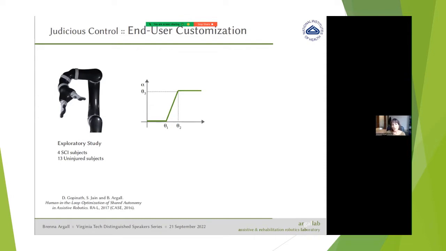So the exploratory study that we did in this work was allowing people to customize this function themselves. We did it in sort of a soft way where they could just provide us with verbal indicators that would maybe say, I didn't want the robot to step in as quickly or as fast, and so we would reduce the slope, or I wanted help sooner, and so we would move theta 1 closer to the origin.